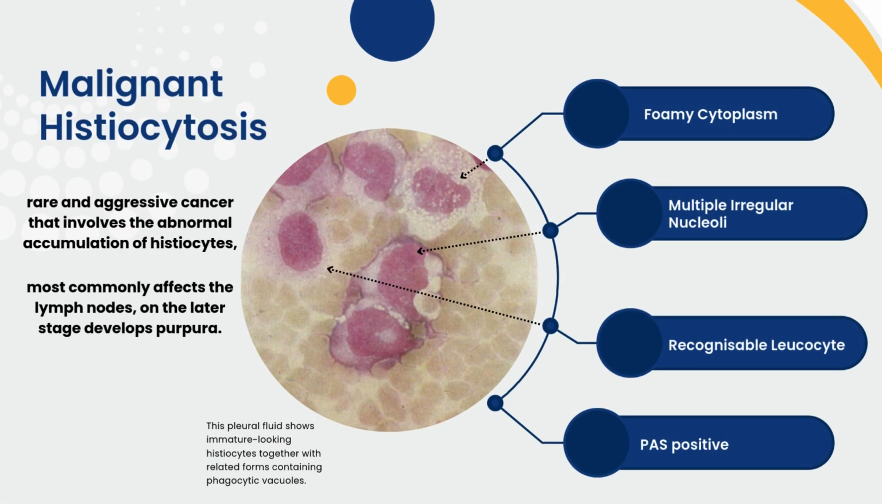Other than malignant lymphoma, malignant histiocytosis also occurs, which is a rare and aggressive cancer that involves the abnormal accumulation of histiocytes, and it most commonly affects the lymph nodes. In the later stage, purpura develops. Diagnostic features presented are foamy cytoplasm, multiple irregular nucleoli, and recognizable leukocytes. The result of PAS is always positive.